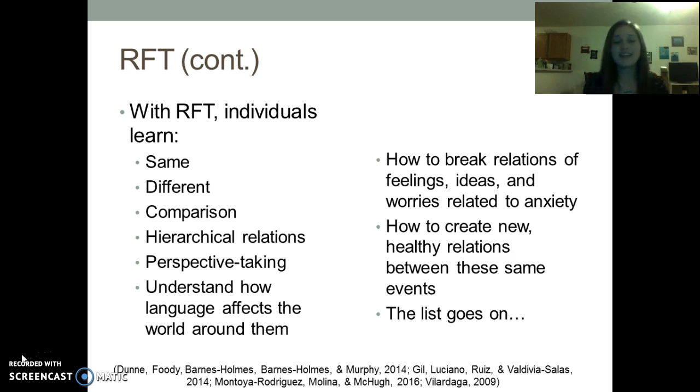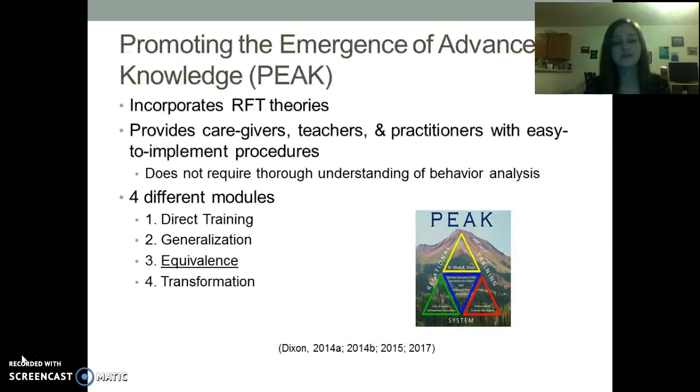With RFT, it gets really interesting because individuals learn a whole lot of things through these theories. So children are able to identify same and different, comparison, hierarchical relations, perspective taking. They understand how language affects the world around them. These individuals are also able to learn how to break the relations of feelings, ideas, and worries related to anxiety. And then they're also able to learn how to create new and healthy relations between those same events. So the list could go on for a while.